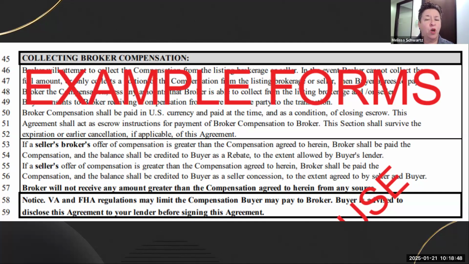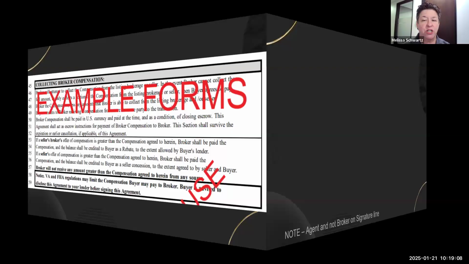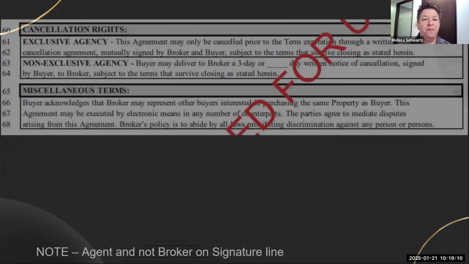Remember, with the CAB form going away, there really is no compensation from broker to broker. Compensation is from the buyer or from the seller. It's not broker to broker once we move away from that CAB form. So there may be limitations. VA and FHA may have limitations, so be aware of that.